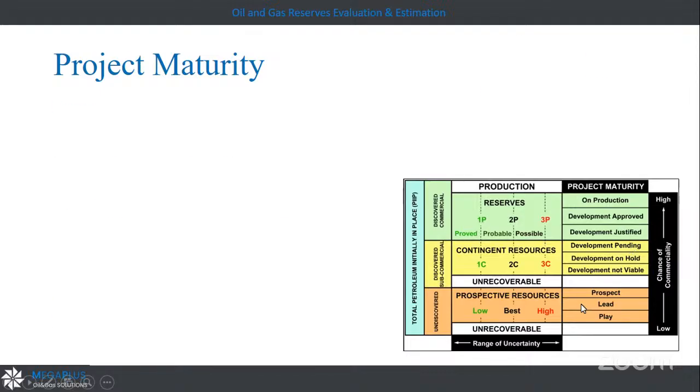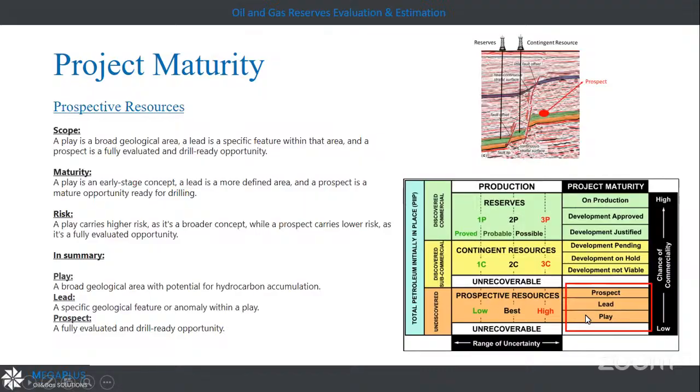For the prospective resources, it's another game, or other terminologies. We are dealing with something called play, lead and prospect. As we mentioned before, it's undiscovered. So what is the difference between play, lead and prospect? I can give you an example so you can see how things work. If I have only a geologic area, or geologic framework where I can expect a potential, we can say it is a play.